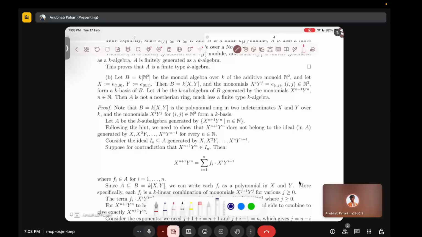generated by the monomials x^(n+1) and y^n, where n is coming from the natural numbers. Then A is not a Noetherian ring, much less a finite type K-algebra.